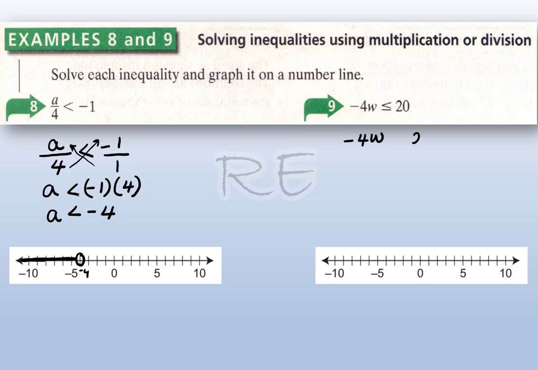Negative 4w is less than or equal to 20. We have to divide both sides by negative 4, and when we do, we reverse the inequality sign. We obtain w greater than or equal to negative 5. Negative 5 is included, therefore in our graph the circle at negative 5 will be filled. So we have a filled circle at negative 5, and we take all the values to the right of negative 5.